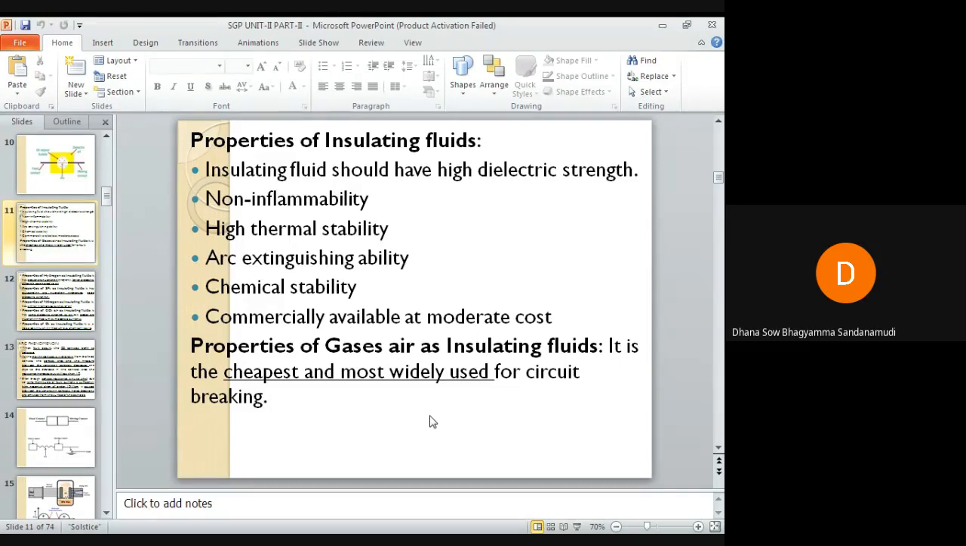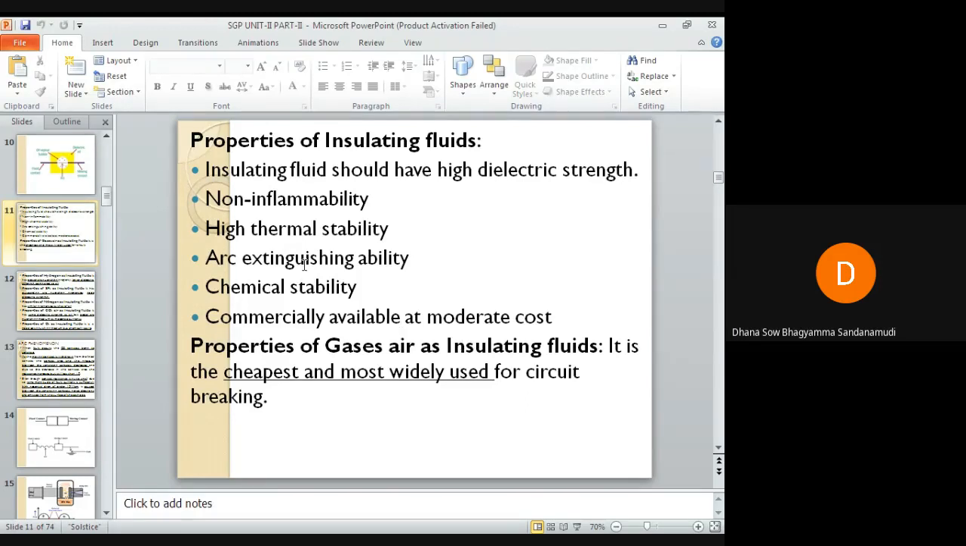It should have high thermal stability. It should have arc extinguishing ability. It should be chemically stable, and it should be available at moderate cost. If an insulating fluid or the medium that is used for the circuit breaker satisfies these properties, then only it is used as the dielectric medium or insulating medium of the circuit breaker.